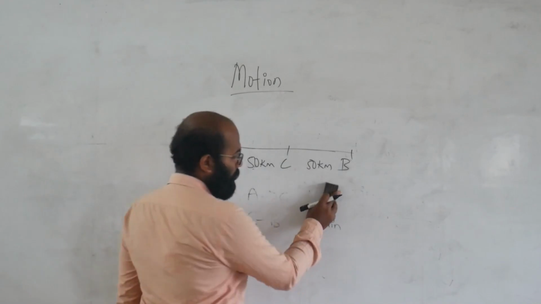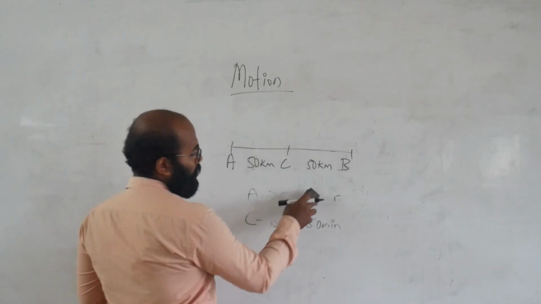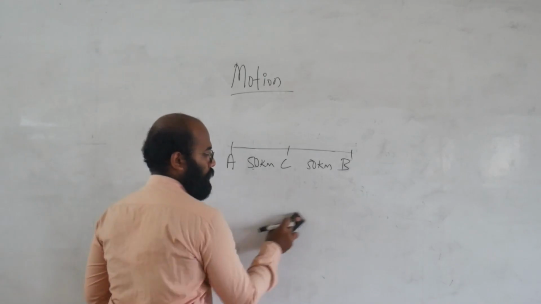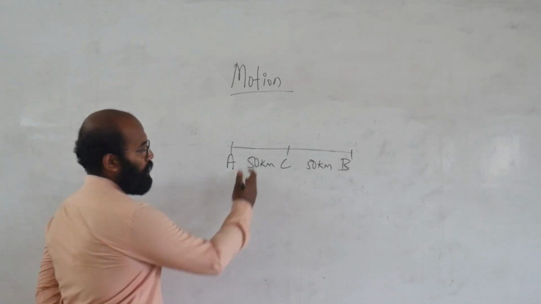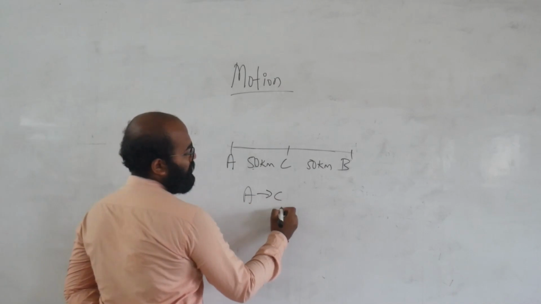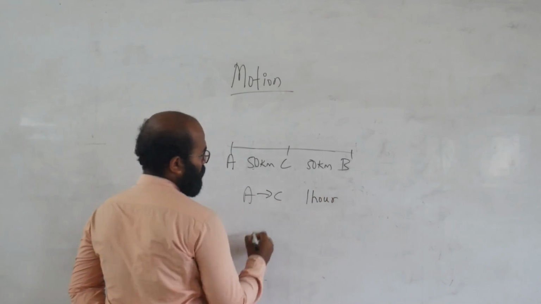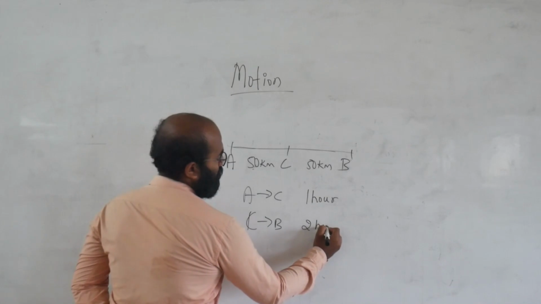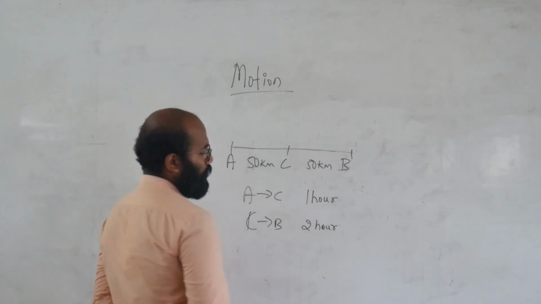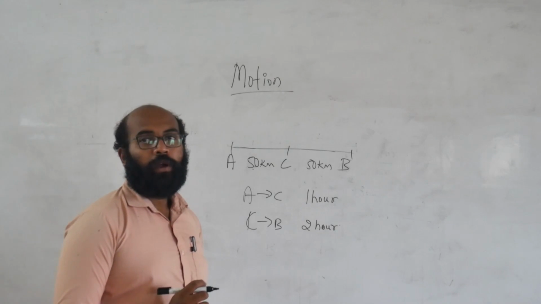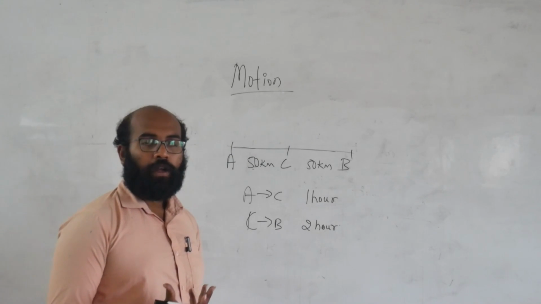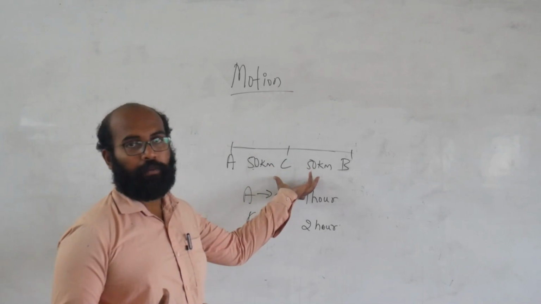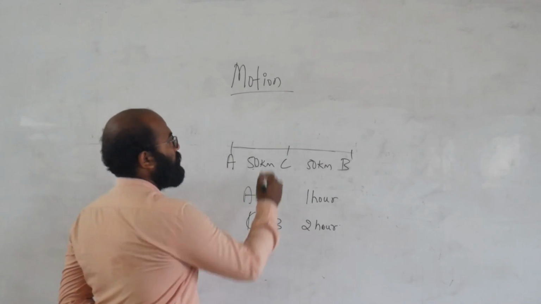So here, if you see, this is 1 hour and this is 50 minutes. Let's take one more example, where to travel this AC I require 1 hour, but to travel from C to B I require 2 hours. So what is the average speed? How do you calculate average speed? If you want to calculate the average, you need to take both the distances.